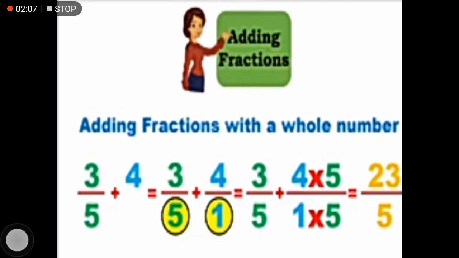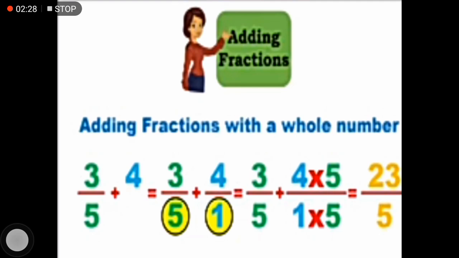Now you can see that 5 and 1, both the denominators are different. So first of all, we are going to make them like fractions. So the denominator of the second fraction, that is 1, we are going to multiply it with the first fraction, and the denominator of the first fraction, that is 5, will be multiplied with the second fraction.